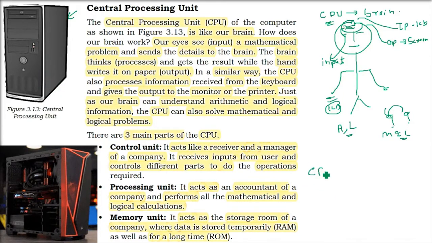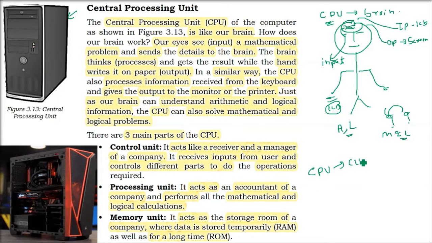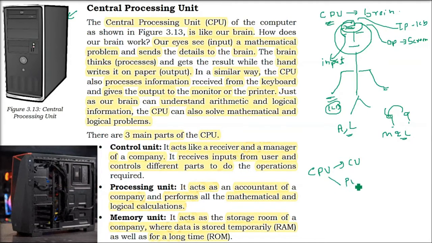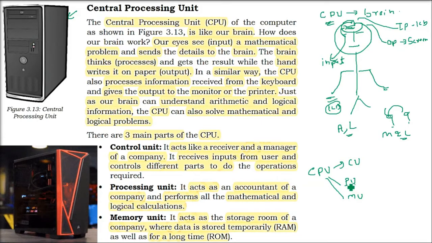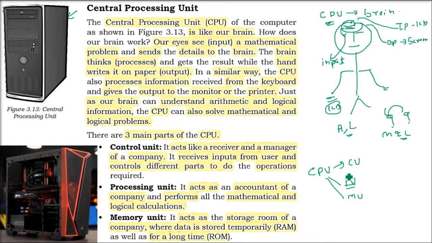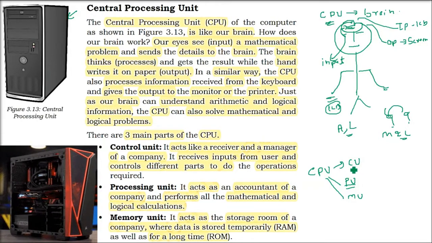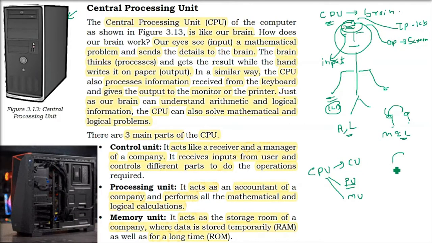So there are three main parts of the CPU. The first is the control unit. Then we have a processing unit, and then we have a memory unit. Basically, the processing unit is the key. It has a processor, right? But the control unit and memory unit are also important.